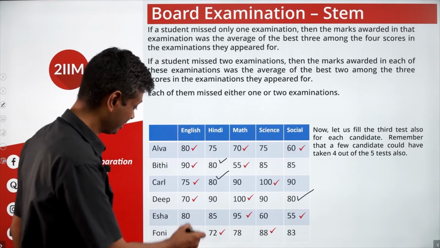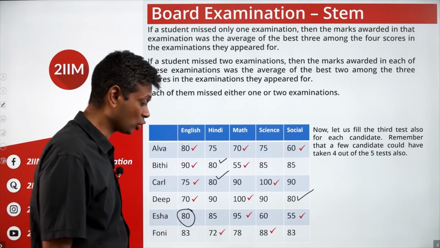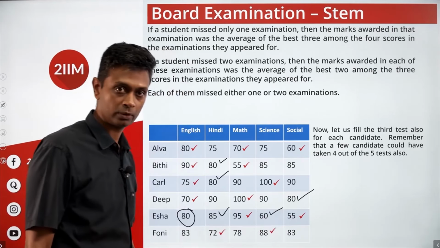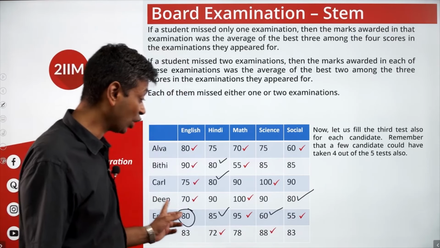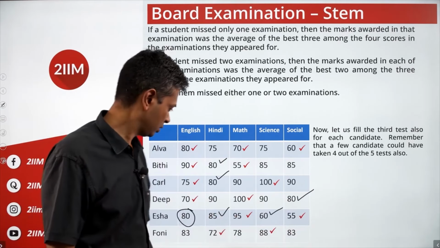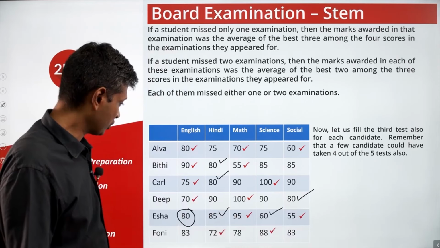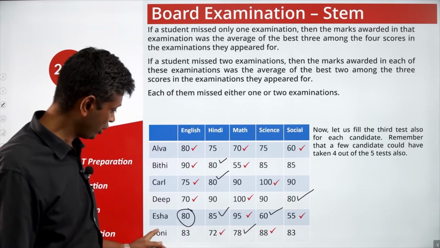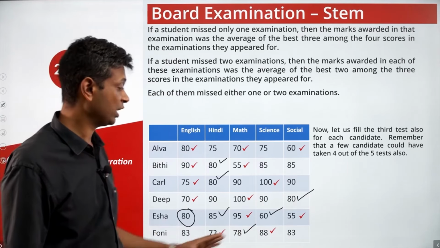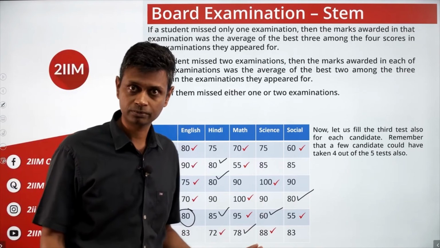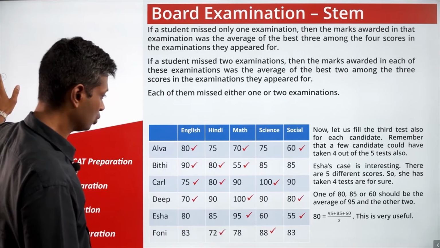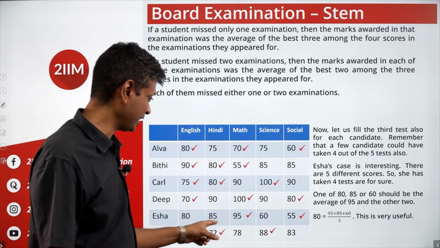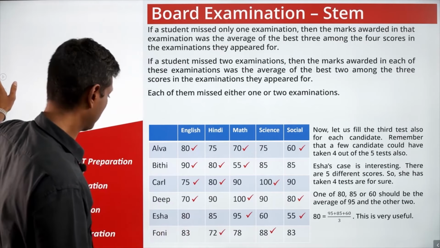Lovely. So this is the average number. That means automatically the other combos won't work. This is 85. This is 60. So Isha has taken 4. Fani, the average of 78 and 88 and 78 is 83. That means Fani could have taken English, could have taken social, or not taken both of them. So we had to do some more calculation for Isha alone. For Isha, 95, 60, 85 average out to give 80. Therefore, we could fill that in.